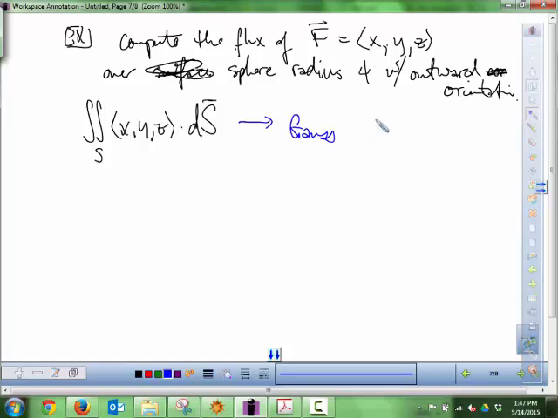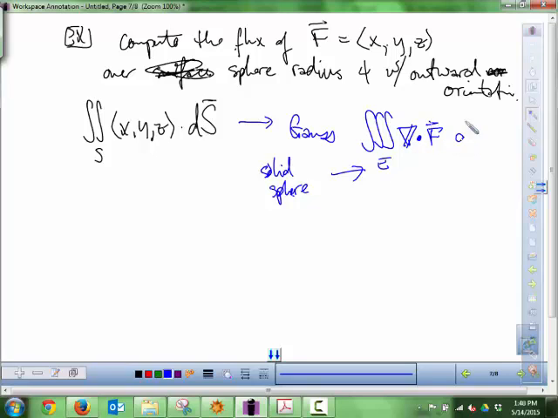So Gauss's theorem says that we need to look at a solid. What's that solid going to be? It's that solid sphere, right? So S is just the surface of the sphere. E now is the whole solid inside of the sphere. And then we need to take the div of F.